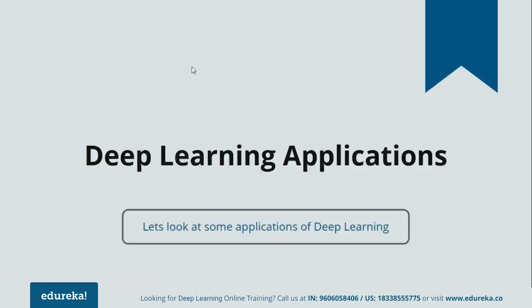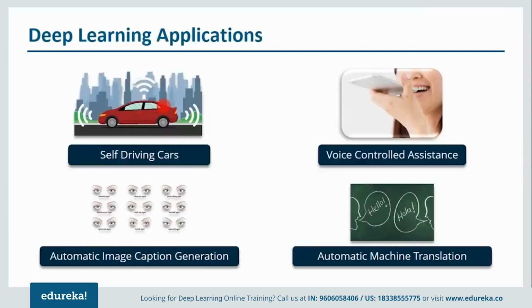So we'll move forward and I'll give you some applications of deep learning. So here are a few applications of deep learning. It can be used in self-driving cars. You must have heard about self-driving cars. So what happens? It'll capture the images around it. It'll process that huge amount of data, and then it'll decide what action it should take. Should it take left, right? Should it stop? So accordingly, it'll decide what action to take. And that will reduce the amount of accidents that happen every year.